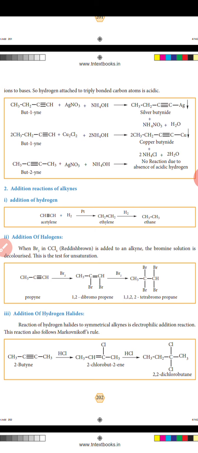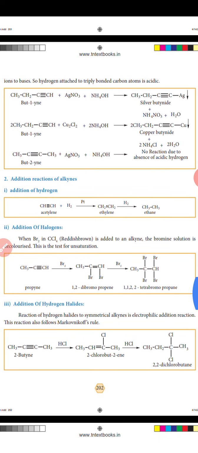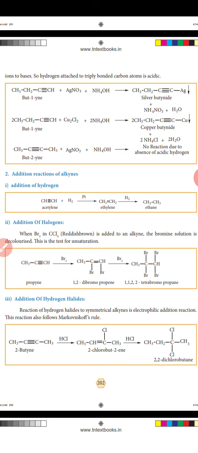The naming is different. Addition of hydrogen halides: 2-butyne, CH3-C≡C-CH3. The reaction with hydrochloric acid gives 2-chlorobut-2-ene. Another reaction with hydrochloric acid, where the hydrogen attached to the triple bonded carbon atom is acidic.